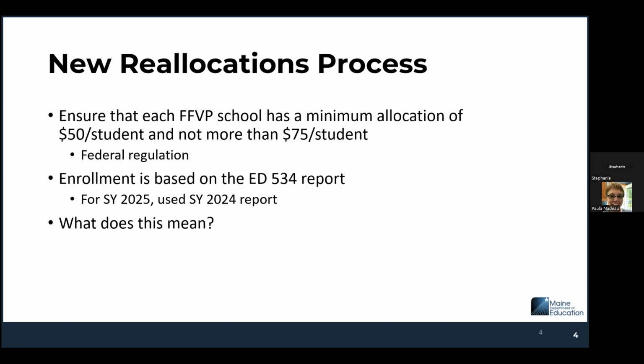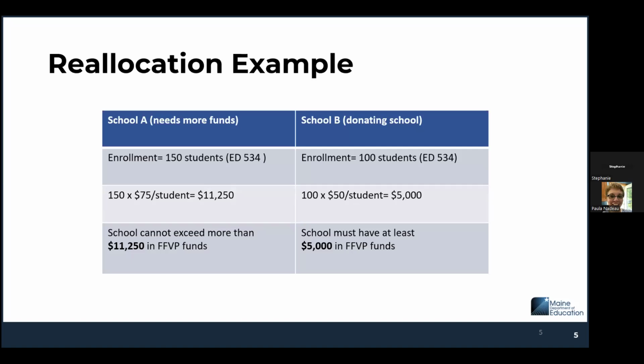So for school year 2025, the school year that we're in, I used the ED 534 report from the previous year, because with FFVP, you're applying in the year prior to receiving the grant. So just so that everyone knows where the enrollment numbers are coming from. So what exactly does this mean? It's helpful to have an example to go by.